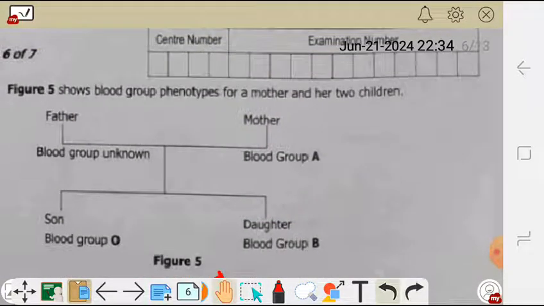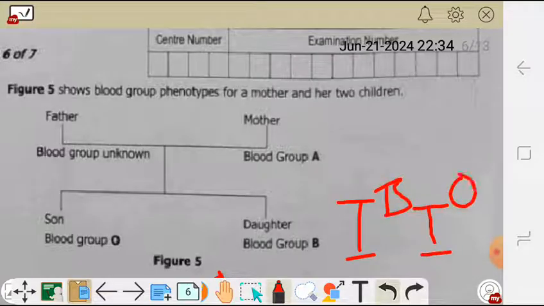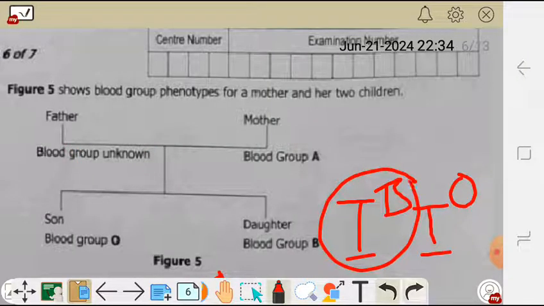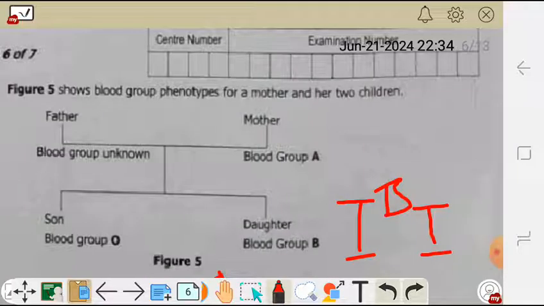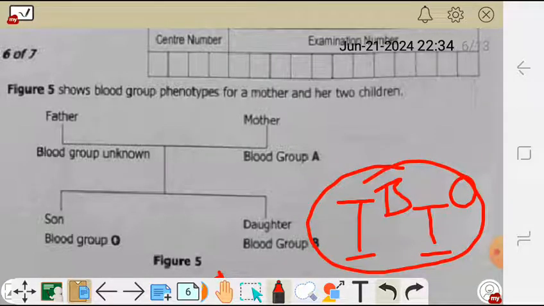And we know that this daughter here, the only possible genotype is B and O. She got O from the mother, which is this O, and B from the father, which is this B. Since this O is recessive, powerless, this daughter has blood group B. That's why this blood group is B.